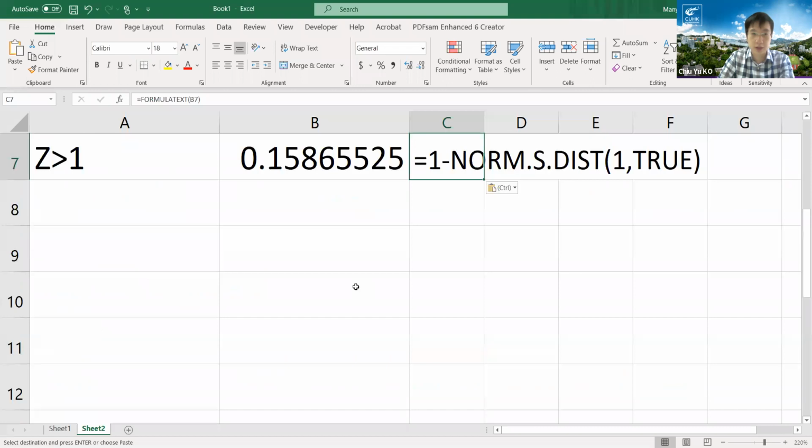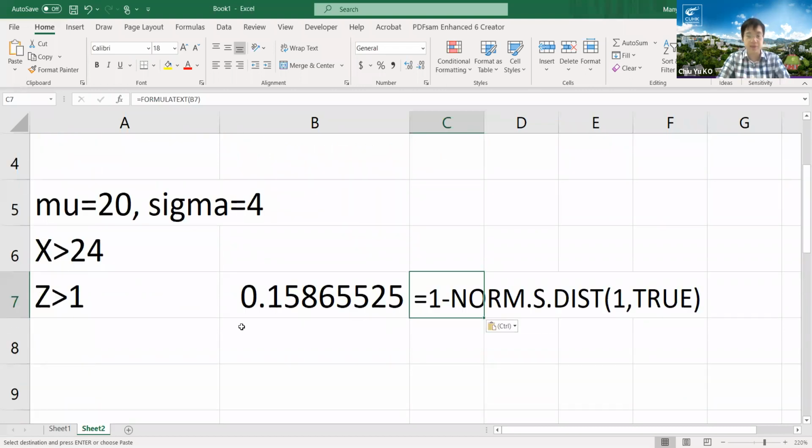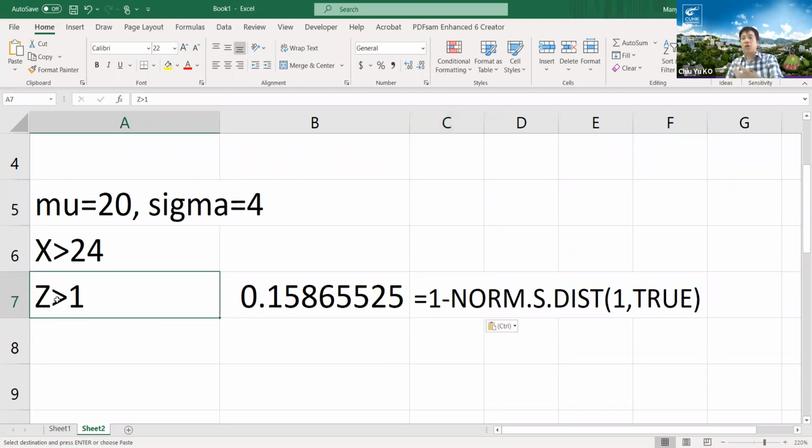Is there any question? The reason why we do 1 minus is because this is asking for more than, but Excel will give you less than, because this is the cumulative one. Is that okay for this one?